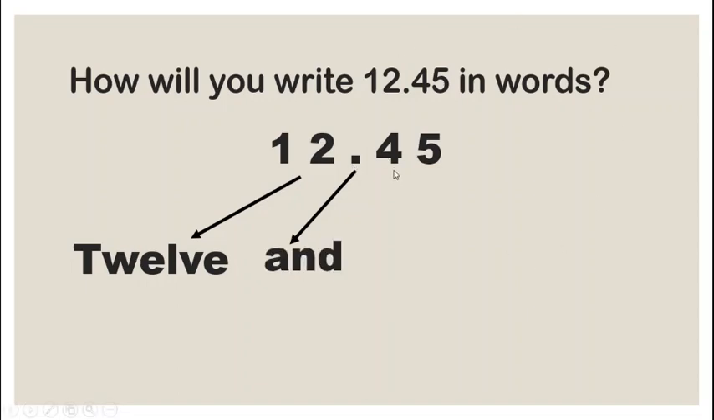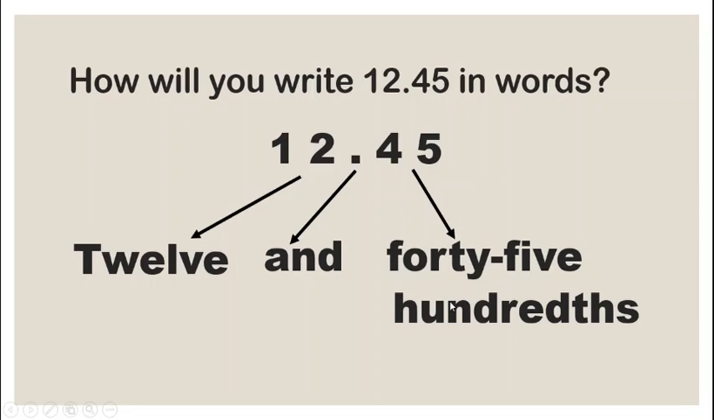In our decimal, 4 is your tenths, and 5 is your hundredths. So we can see that in 45, what is your last place value? 5, which is hundredths. So we read this number as 12 and 45 hundredths.